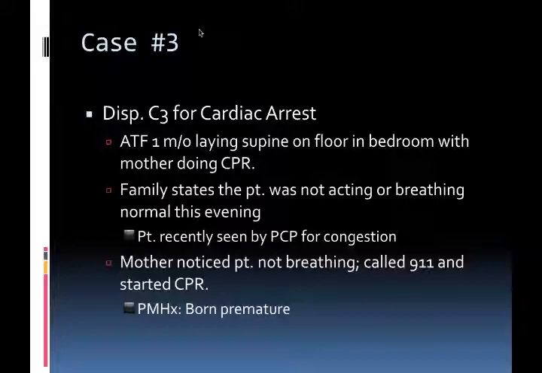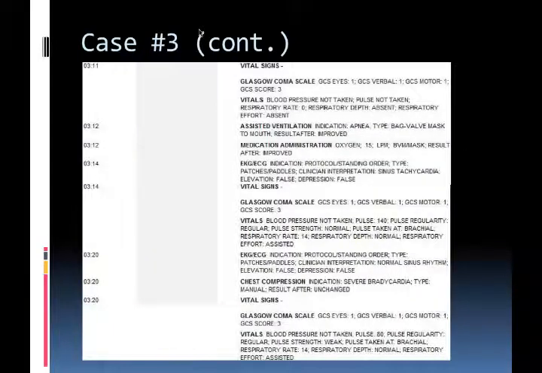This was a devastating case, code 3, and I don't know if any of you were involved in this one. It's a 1 month old laying supine on the floor in the bedroom, call for a cardiac arrest, with the mother attempting to do some CPR. The story was that the child was not acting or breathing normal. It was an evening call, recently seen by the PCP for some congestion, and the call was started after the child wasn't breathing. It was a premature kid, apparently, by birth. Here's the run sheet.